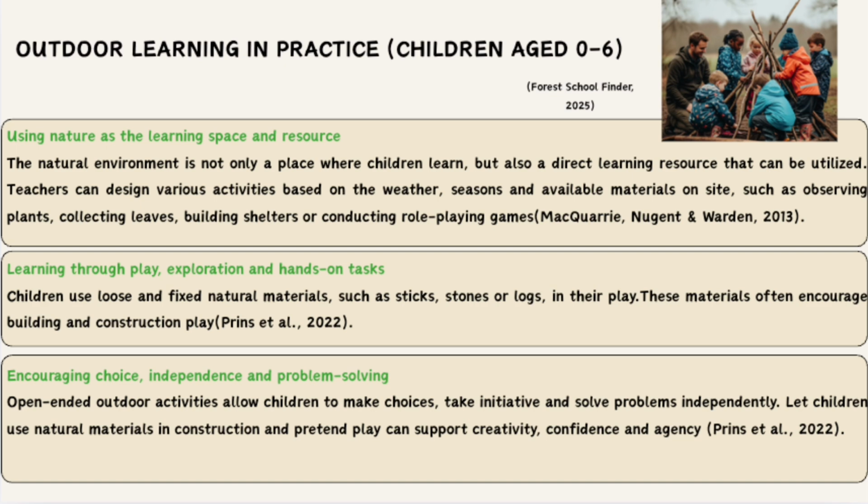For children aged 0 to 6, outdoor learning should not be understood as just taking children outside. The natural environment is not only a place where children learn, but also a direct learning resource. Teachers can design different activities according to weather, season, and natural materials. For example, children can observe plants, collect leaves, or take part in role-playing games. These activities allow children to learn through direct experience rather than only through classroom explanation.